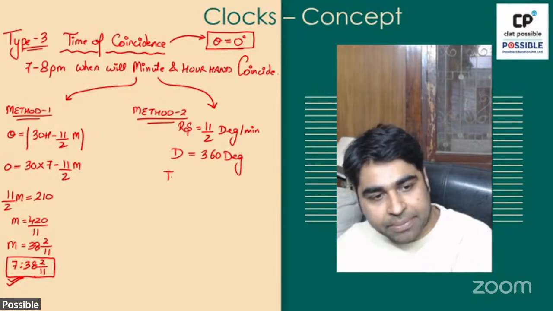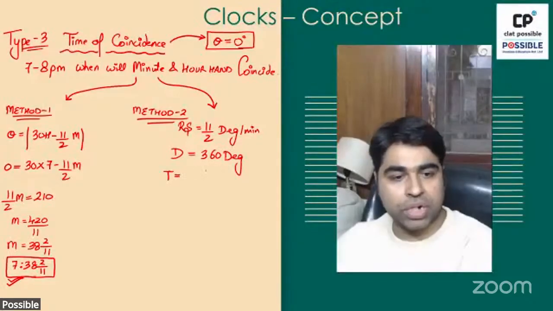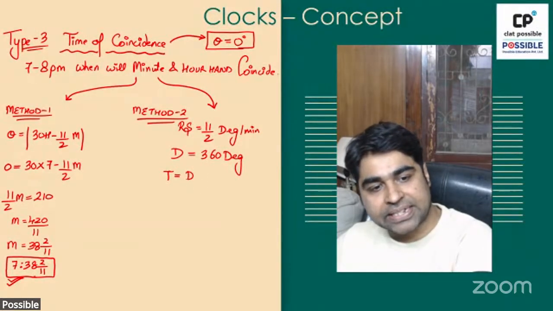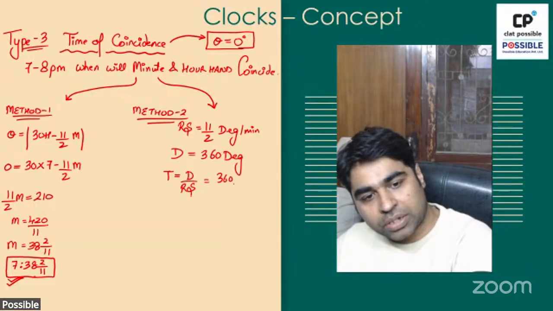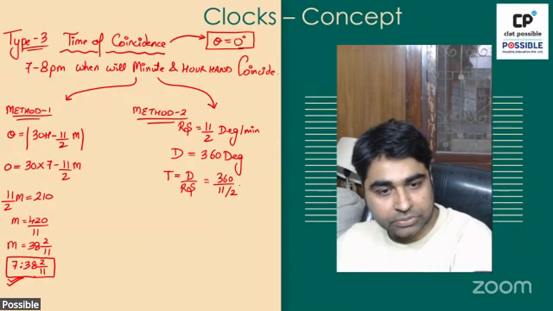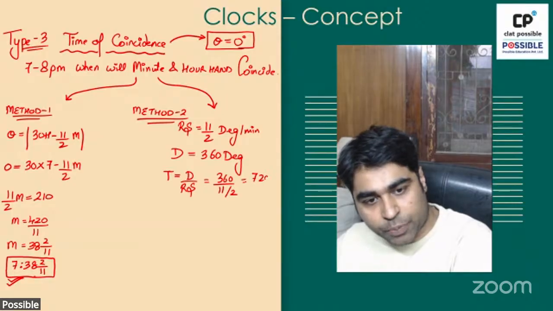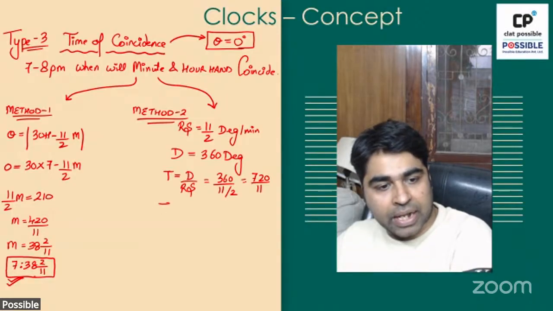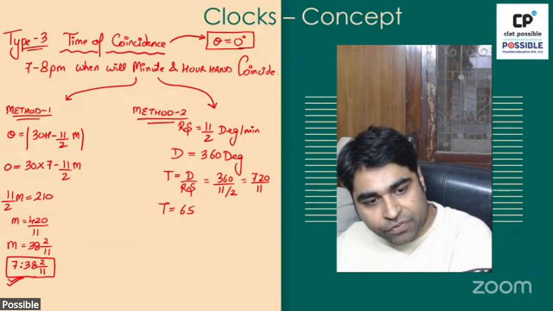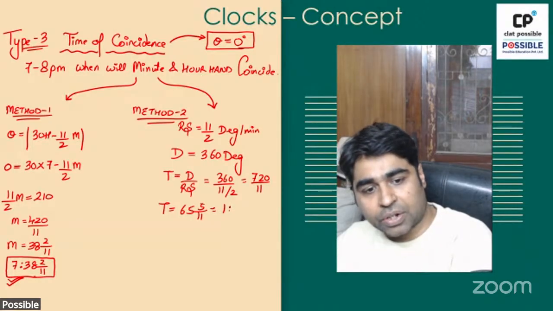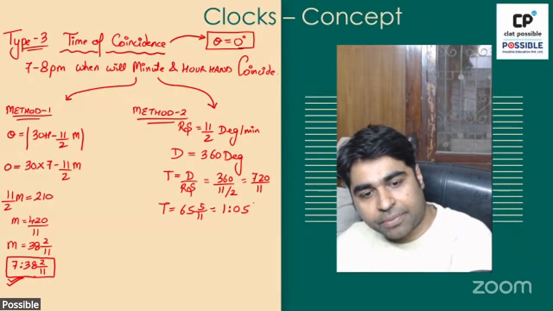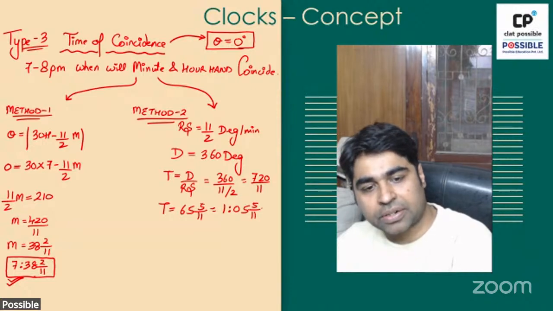What will be the time to cover this distance? So that will be distance upon relative speed, which will be 360 upon 11 by 2. That will be 720 upon 11. And that will be 65 whole 5 upon 11. That will be 1 hour, 5 minutes, 5 upon 11.